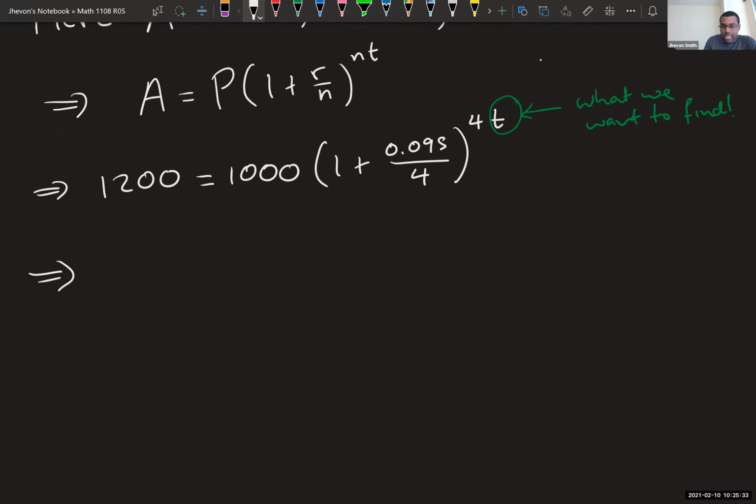Okay, so here's where you guys come in. How do I solve for that T? Ideas, what would you do? Divide by 1,000. Okay, so this would be 1.2. Okay, then what?